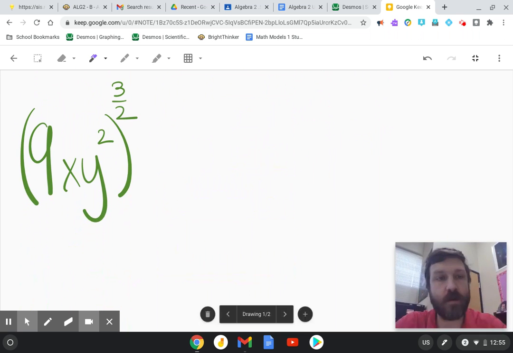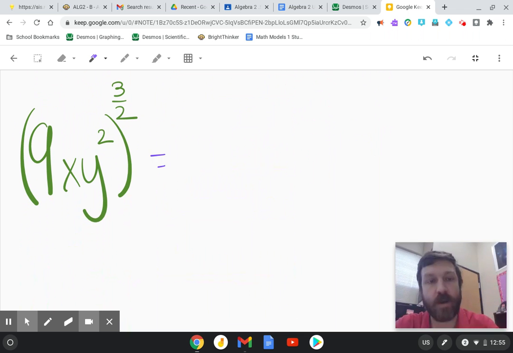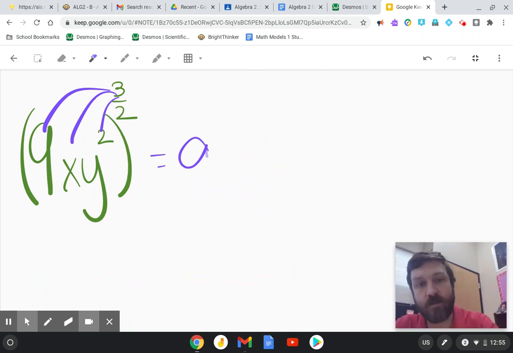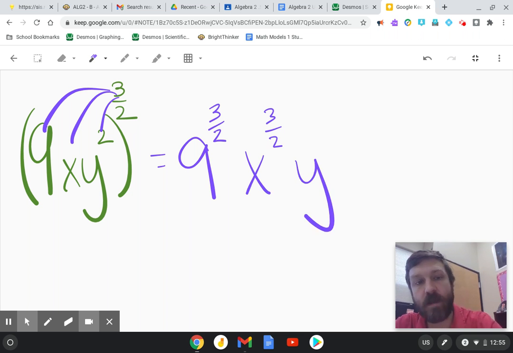Now they're going to mix in some values where we have whole numbers that we're multiplying, not just variables. So we're going to distribute this 3/2 to each term. It's going to be 9 to the 3/2, x to the 3/2, and y to the 2 times 3/2.